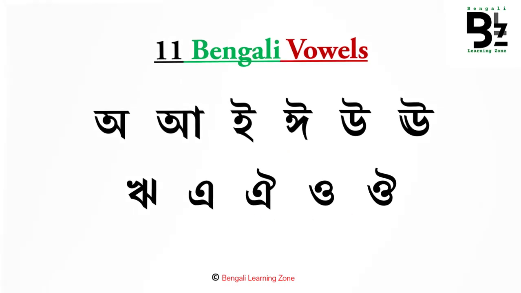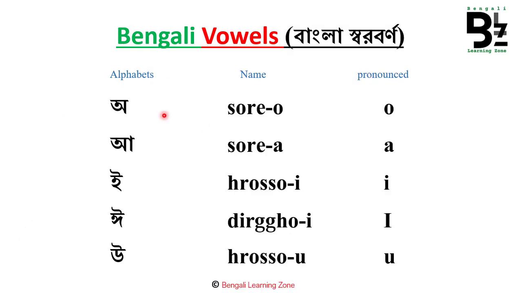So now I will read the alphabets' names and then I will pronounce the alphabets. Here are 5 alphabets and the next page has 6 alphabets. So at first I will read the names and then I will pronounce the alphabets.